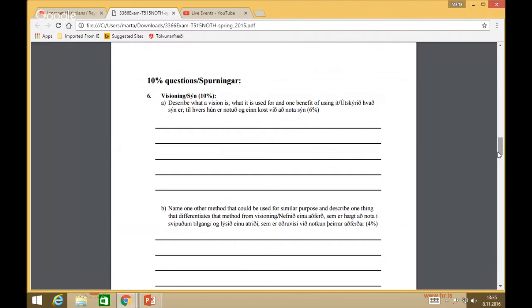Name one other method that could be used for a similar purpose and describe one thing that differentiates that method from visioning. What would you say here? Yeah, right. Very good. And what differentiates it then? Yeah, right. Very good. It's in text. It's like it's verbal. Yeah.